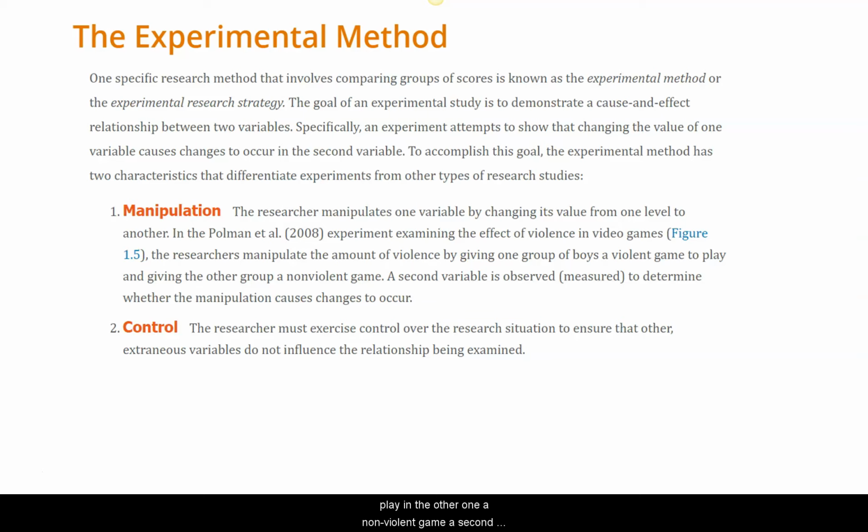A second variable is observed to determine whether the manipulation causes changes to occur. That second variable, the one that's measured, is called the dependent variable. The variable that's manipulated is called the independent variable. Also, the researcher must exercise some control over extraneous variables that could influence the interpretation of the outcome. If these extraneous variables were too many and too potent, we would have trouble knowing whether it was actually the independent variable that caused a change in the dependent variable.